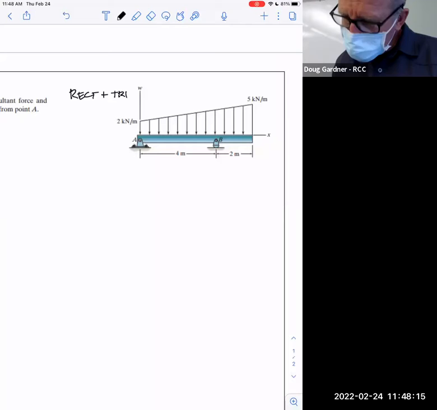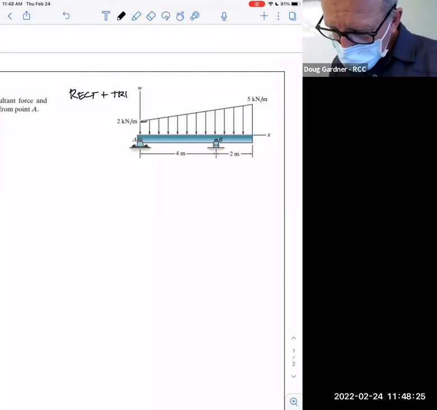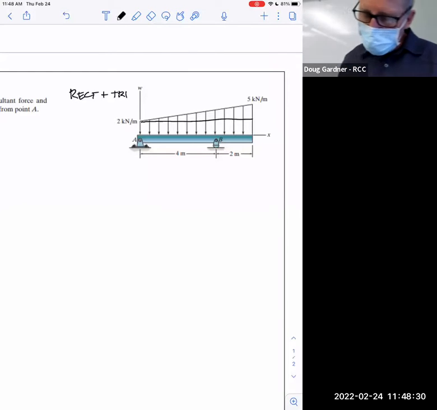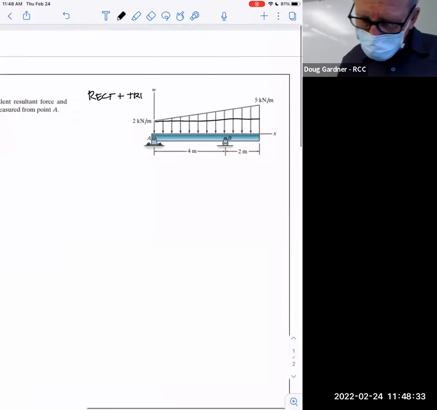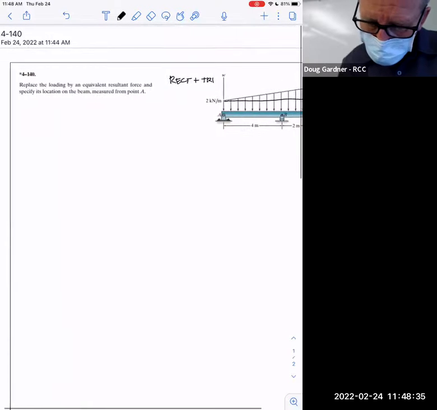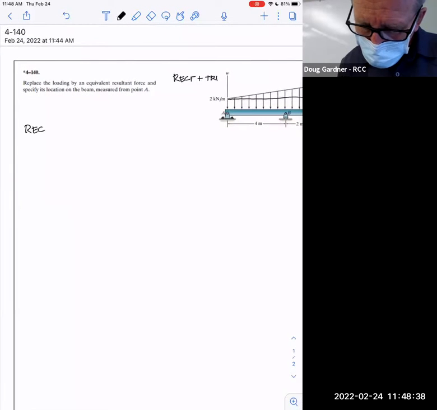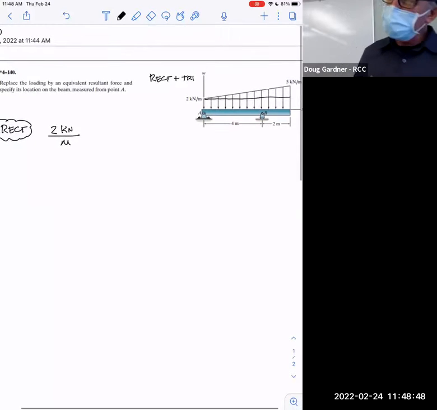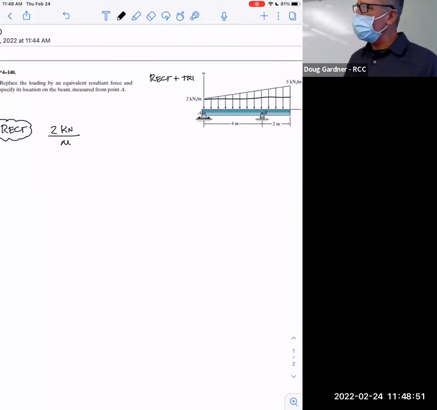So notice this is in metric, and notice it's not pounds per foot, it's kilonewtons per meter, or it could be newtons per meter, but it's kilonewtons per meter. So there's my rectangle. Would you agree for the rectangle, I have 2 kilonewtons per meter times all the way across. Isn't that 6 meters? Notice in this particular case, I don't even have to care about the supports underneath it.